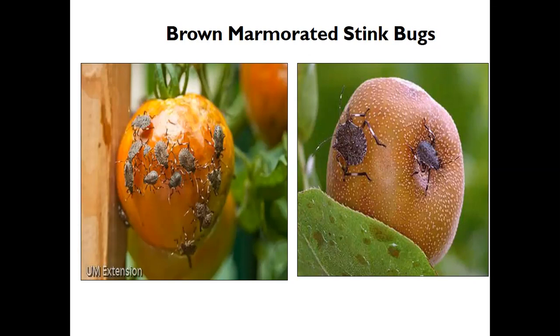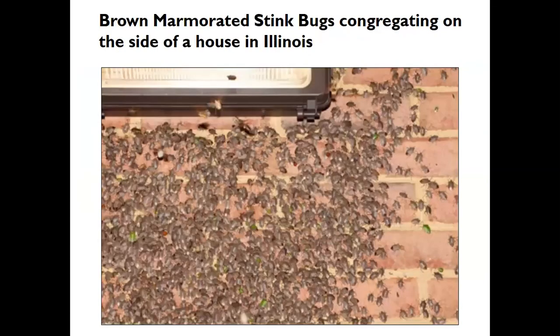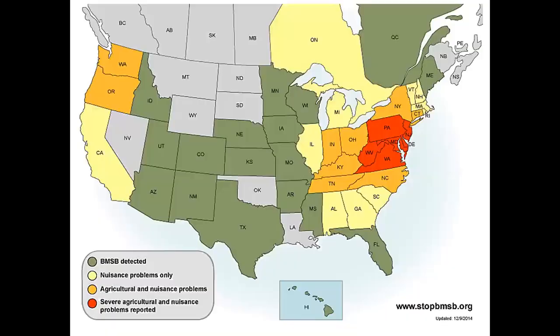And also it can cause secondary infestations and infections of diseases, and scarring as the fruit matures. Here are homeowners congregating on the side of a house in Illinois. As you can see, they're very problematic. And getting into homes, again, it can be a real nuisance. This is their range.